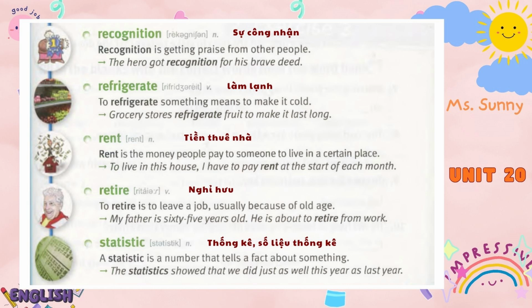Retire. To retire is to leave a job, usually because of old age. My father is 65 years old. He is about to retire from work. Statistic. A statistic is a number that tells a fact about something. The statistic showed that we did just as well this year as last year.